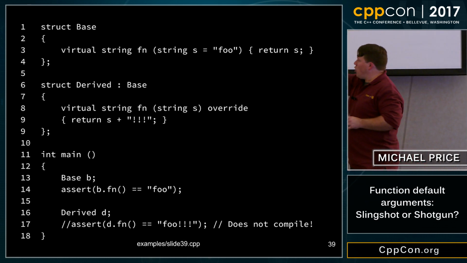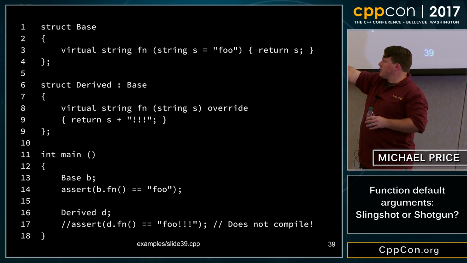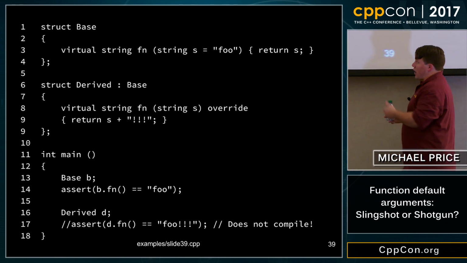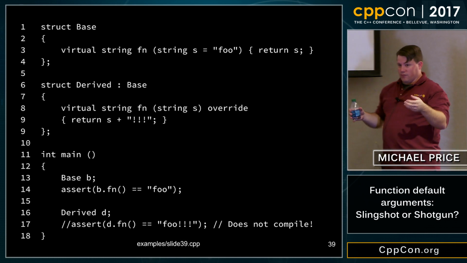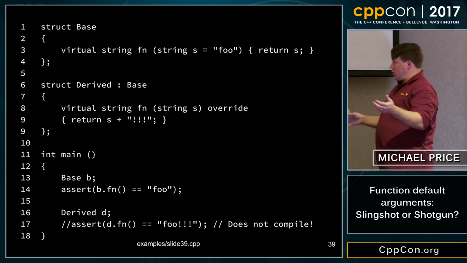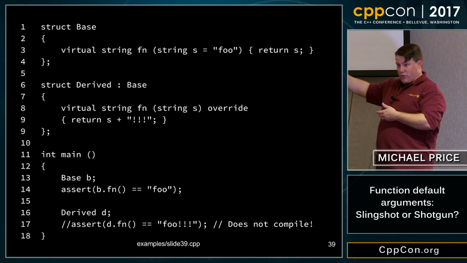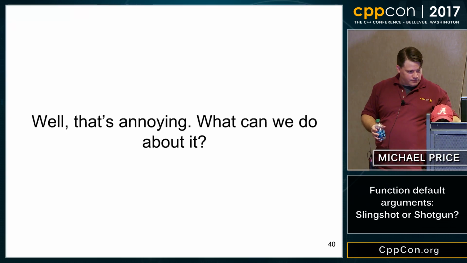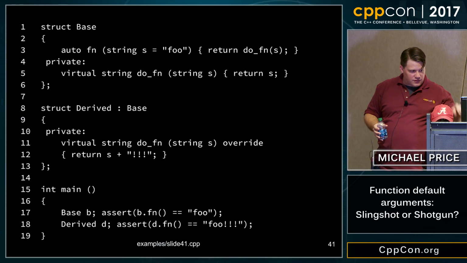But if I try to call it with no arguments from my derived, I get what we had seen before: Derived's fn can't be called with no parameters. So that doesn't compile. Okay, well, how do we make it compile? What can we do about this?